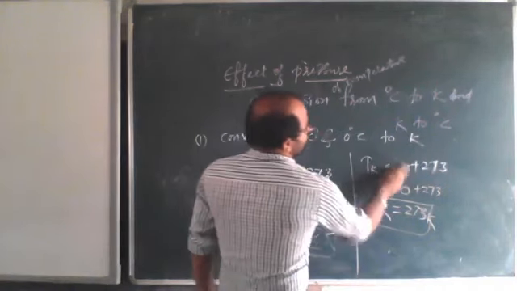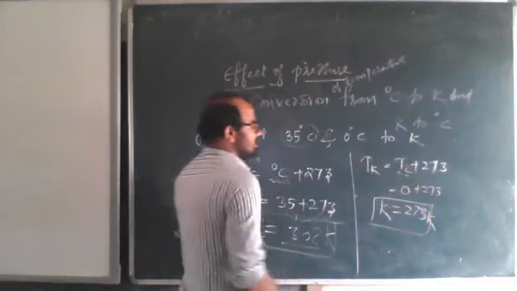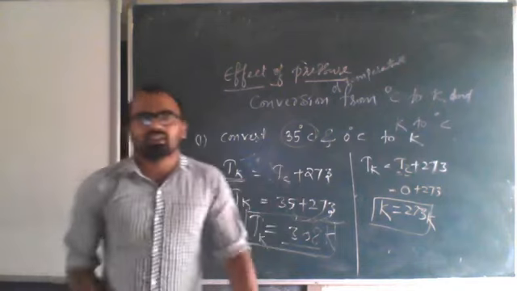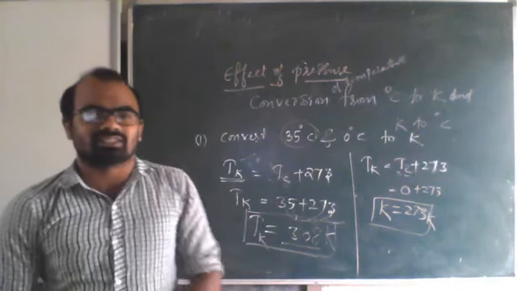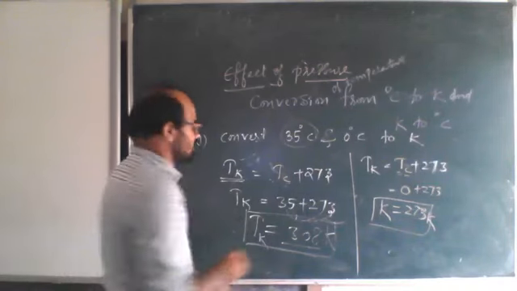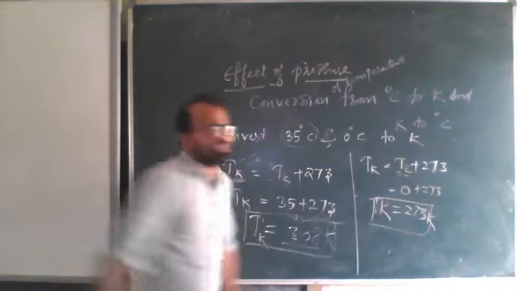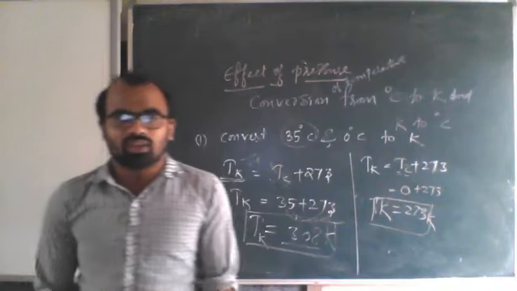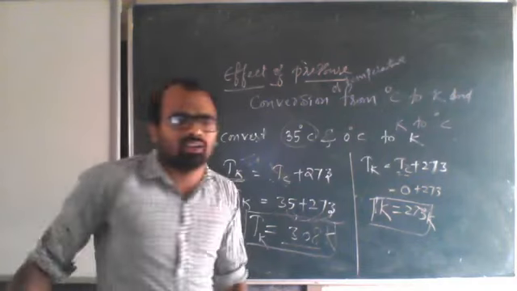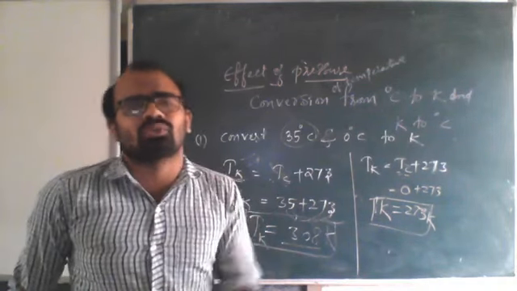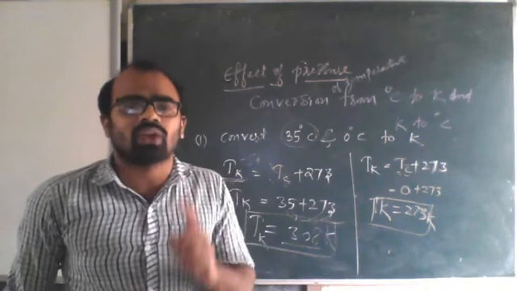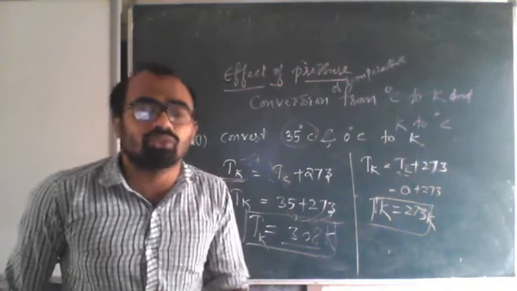Or you can say this as TC, T in degree Celsius. TK is equal to TC plus 273. TC is temperature in degree Celsius. You can remember like this. TK is equal to 273 Kelvin. Okay, I hope you all are clear with this. Just a very easy formula. If it is given in degree Celsius, to convert it into Kelvin, just add 273.